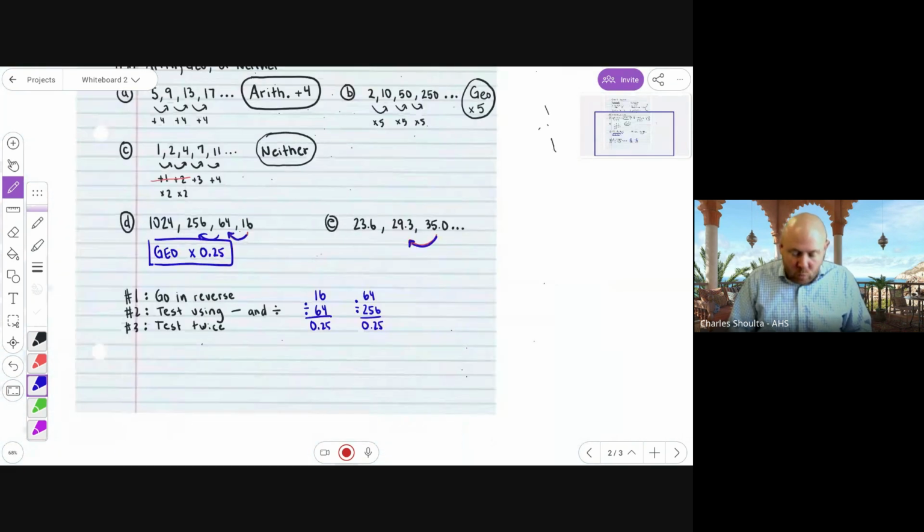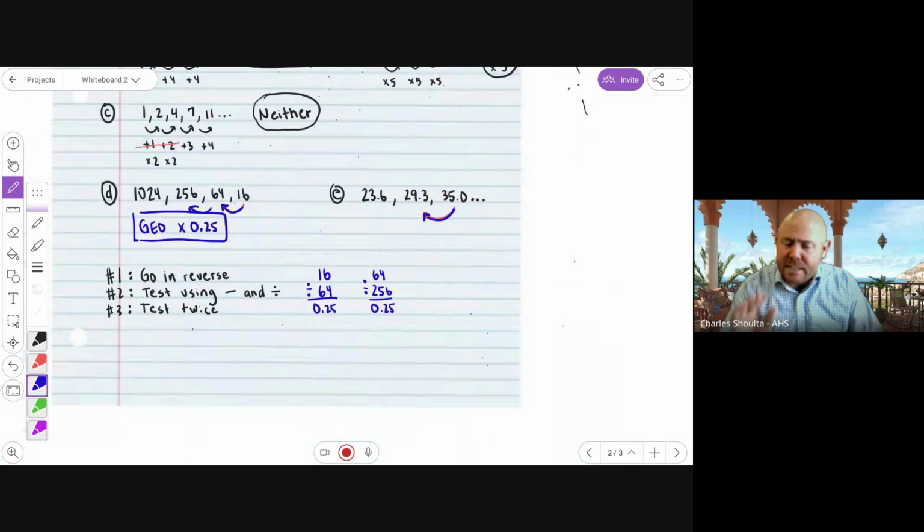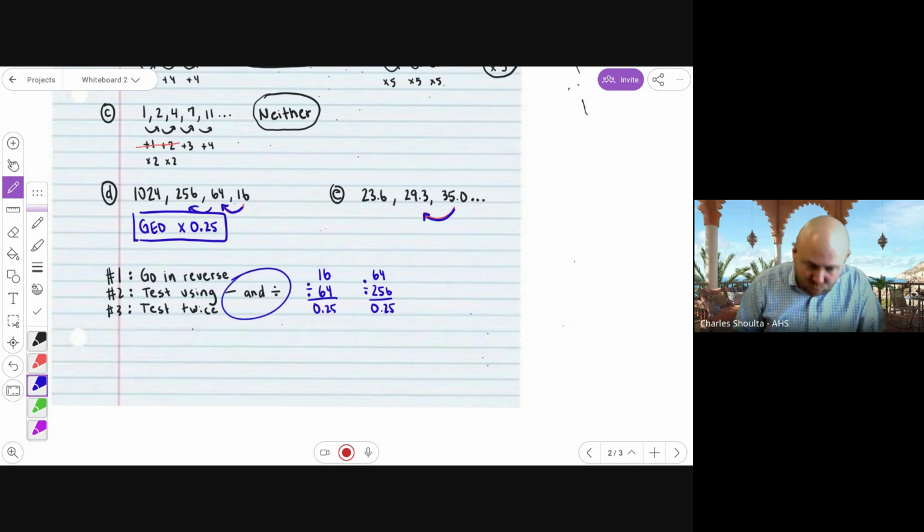But that's how we can run this test. All you've got to do is start from the back of the list and go that way. And try it with these two operations, just subtraction and division. You won't try with anything else. So let's look at this one. Let's go 35 minus 29.3. If we did that, we would get 5.7. But try it twice to make sure there's a pattern.